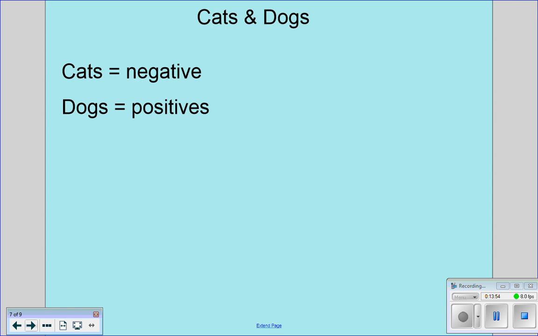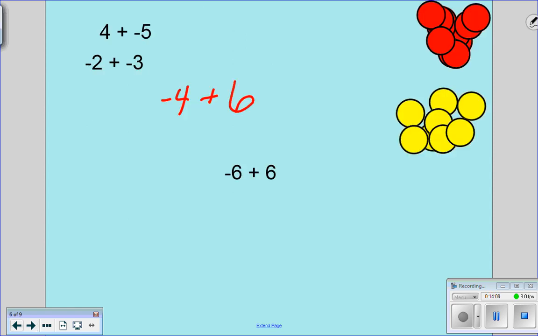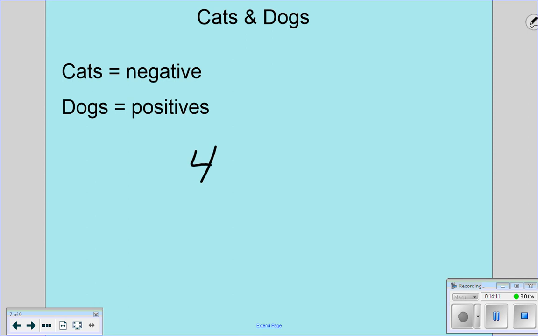Now, I didn't make this up. Dogs are going to be negative. I didn't make that up, okay? But cats are positive. Doesn't mean I like cats more or less or whatever. It's just the way it is. Okay, so cats and dogs. So, let's think of it in terms of, let's see, what is one of the problems I just had? Okay, this is how this is going to work. How many cats do I have?